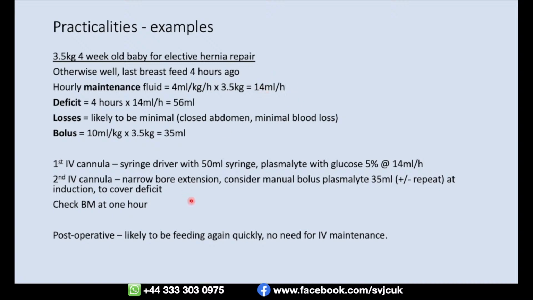We're going to have a second cannula because we don't want to be interrupting the supply of glucose by giving drugs and flushes and fluid boluses. So a second cannula with a narrow bore extension, and we might consider covering for the deficit by giving a manual bolus with a syringe of 10 mils per kilo, 35 mils of Plasma-Lyte or normal saline without glucose, perhaps at induction to cover some of this deficit.